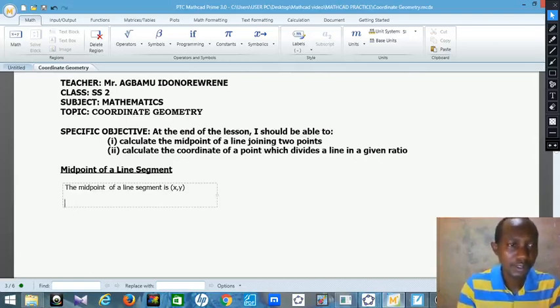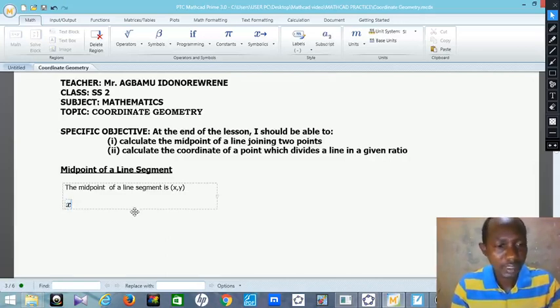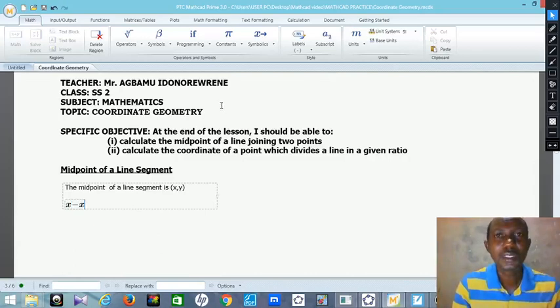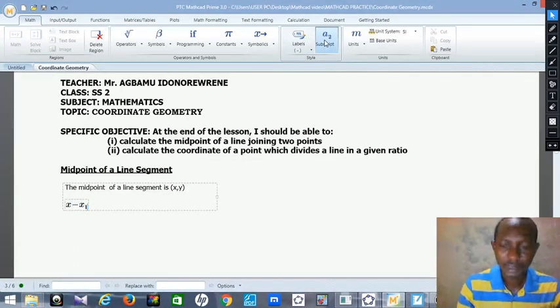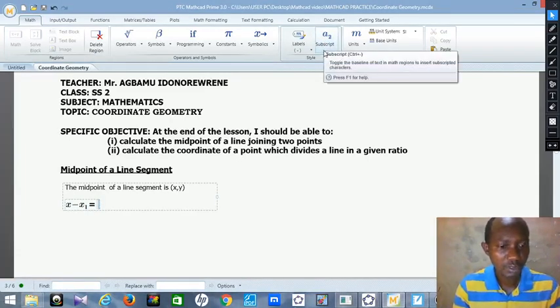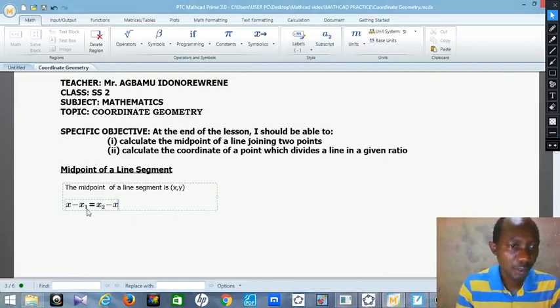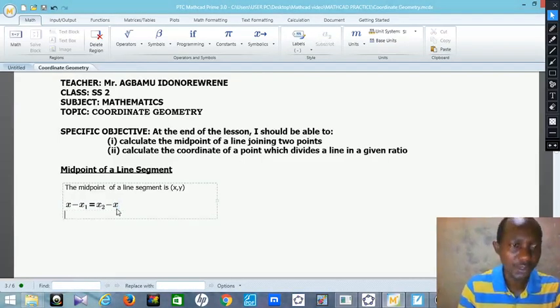Okay, so the x comma y will now give us, let's derive for the first one. Let's derive for the x coordinate now. So remember what we did here. I said x, I need my mathematical expression. So x minus x1, then you equate it to x2 minus x. So x minus x1 will now be equal to x2 minus x. So if you equate these two, you will get your result now.